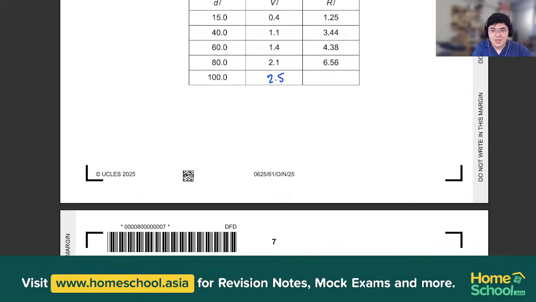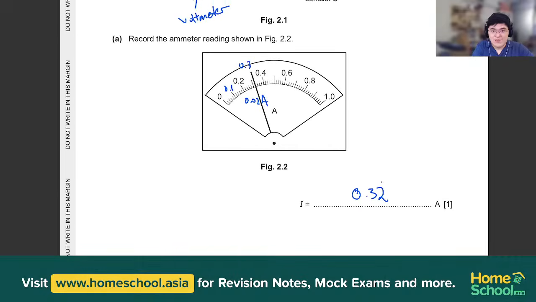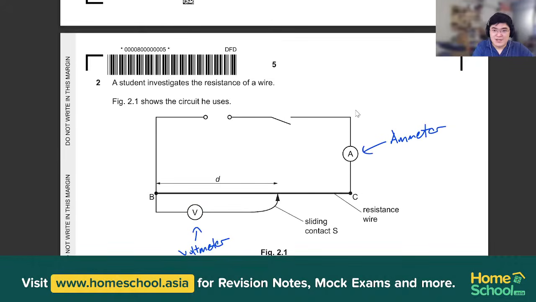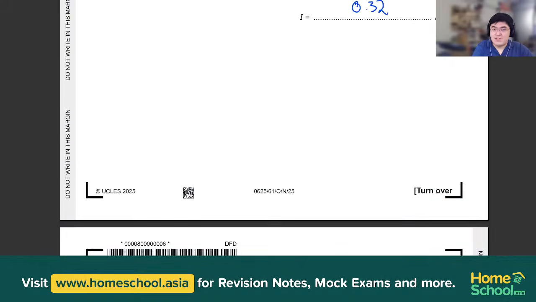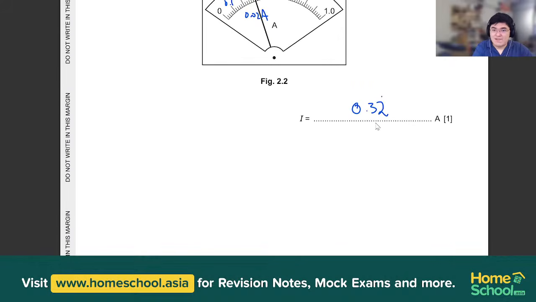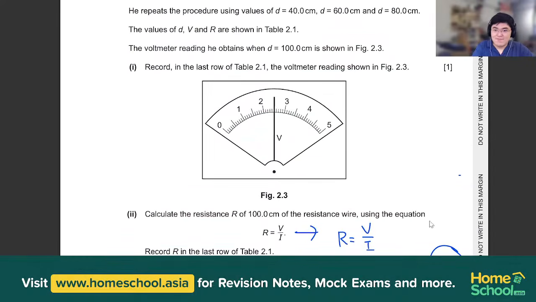Okay, so as you remember from the past, the ammeter is measuring the current of this entire circuit, and it never changes. While the voltmeter reading here changes as the sliding contact is moved from B to C. So we already have the reading of current, which is 0.32, and we have the reading of the voltage, which is over here 2.5 volts.